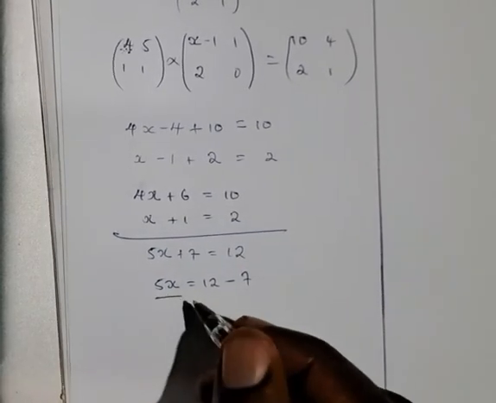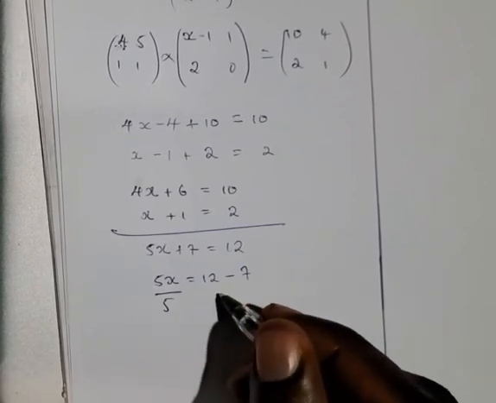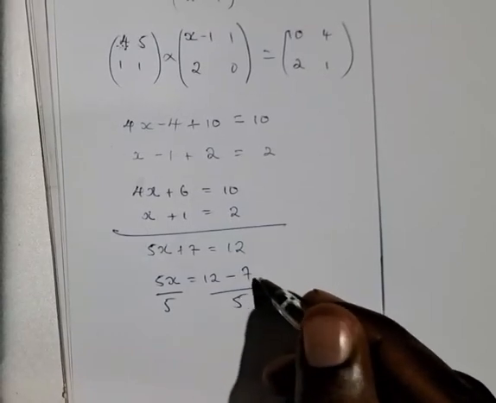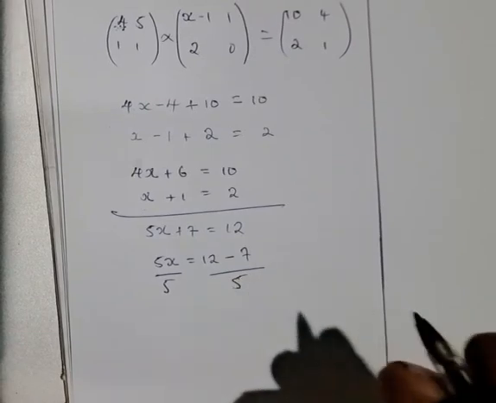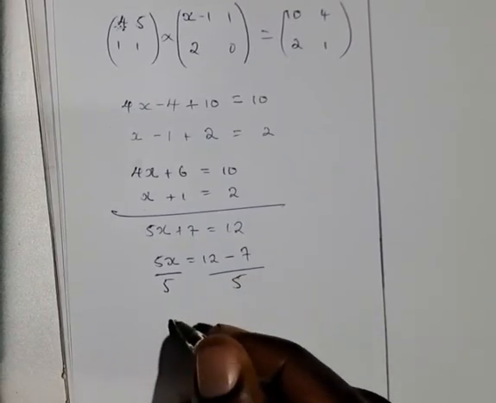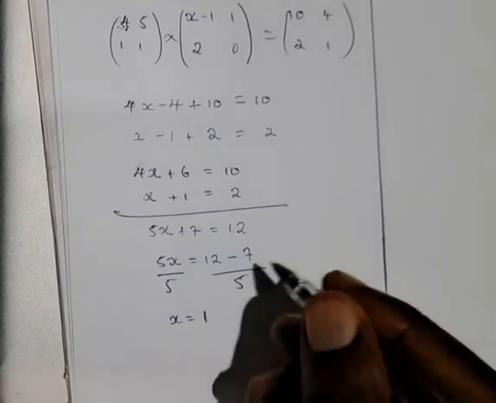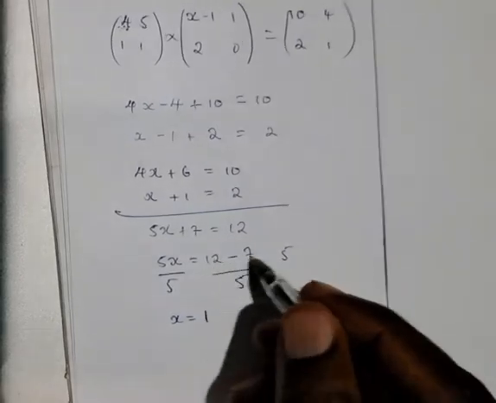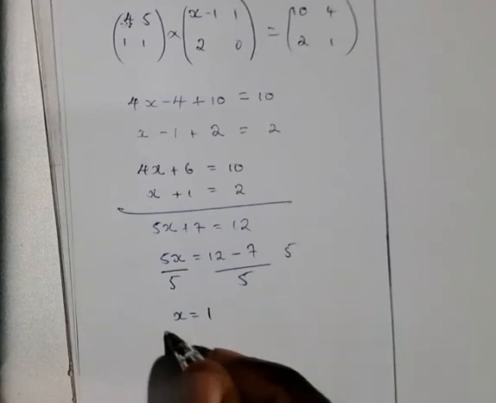Ooh, I'm running out of time. Okay, so this one will give us 5, right? So we're going to have something like x is equal to 1. I'm saying 1 because when we simplify on top there, we're going to have something like 5. 12 minus 7, it's 5. And then, so this is it.